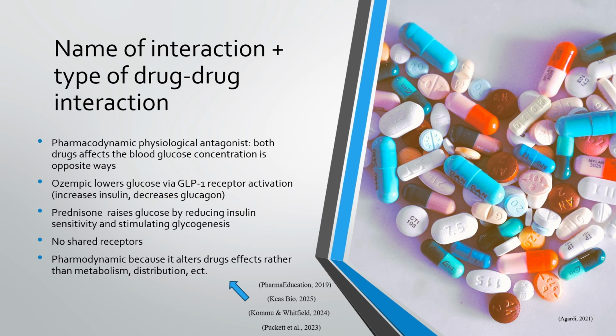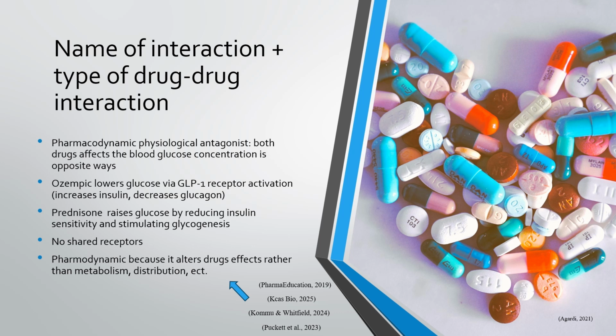Ozempic lowers the blood glucose levels by increasing insulin secretion by activating or mimicking the GLP-1 receptors. Prednisone then does the opposite by increasing blood glucose levels. This is done by decreasing insulin sensitivity via glucocorticoid receptors and additionally by stimulating gluconeogenesis. It is specifically a physiological antagonist because both drugs have opposite effects on the same function but through different pathways or receptors.